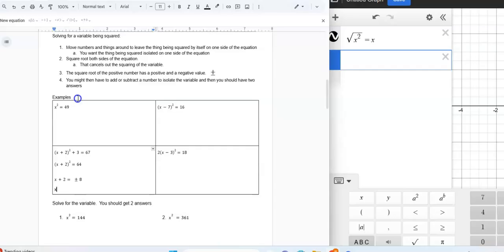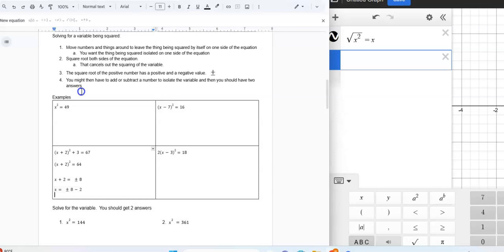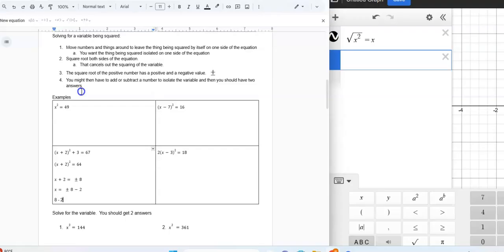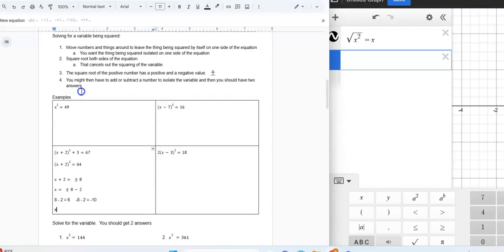That means x is positive or negative 8 minus 2, which means two things. 8 minus 2 is 6, and negative 8 minus 2 is negative 10. So that creates two answers: x is negative 10, and it also means 6. And that's the answer to this. So that's how you do it.